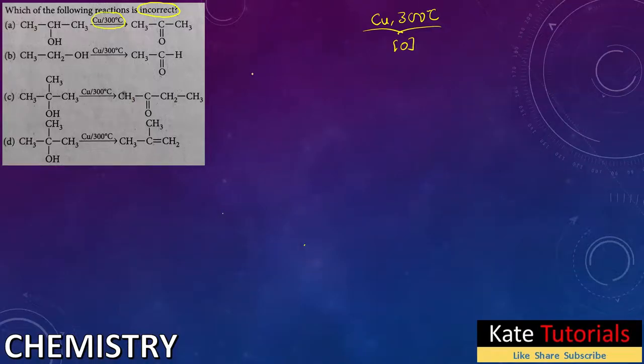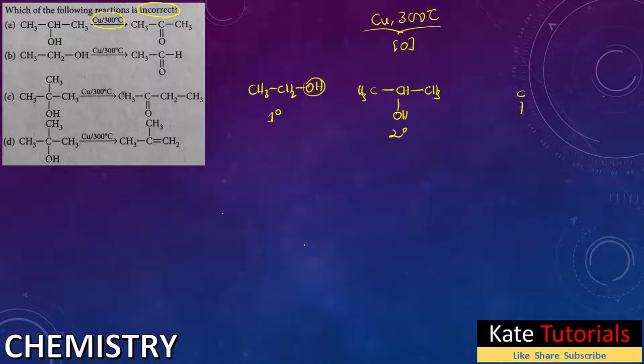For example, if I take this alcohol, can you tell which alcohol this is? The alcohol is CH3CH2OH. The OH is attached to only one carbon, so this is a primary alcohol. In the same way, if OH is attached to a carbon which is attached to two carbons, CH3 here and CH3 here, branching has happened. So this is a secondary alcohol.